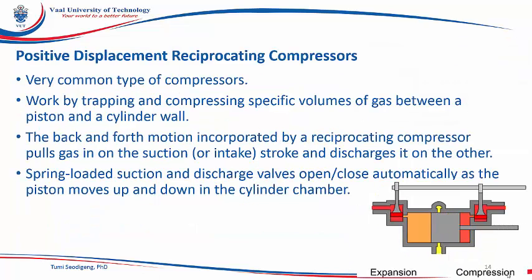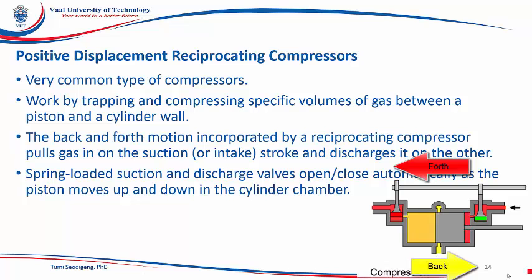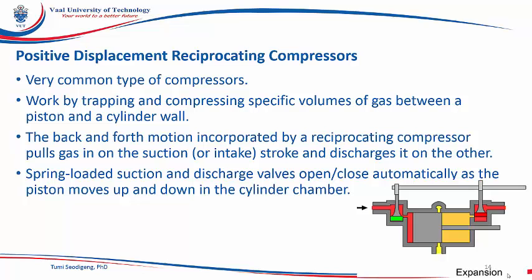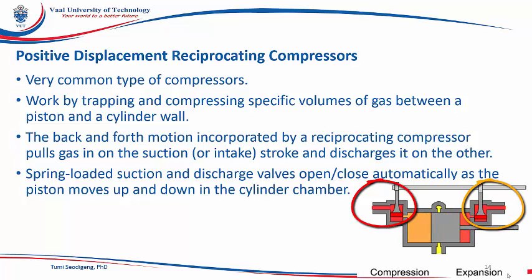We will now move to the positive displacement reciprocating compressors. These are very common types of compressors, and they work by trapping and compressing specific volumes of gases between the piston and the cylinder wall. The back and forth motion of the reciprocating compressor pulls the gas into the suction or intake and discharges into the discharge vessel. Spring-loaded suction and discharge valves open and close automatically as the piston moves back and forth within the cylinder chamber.